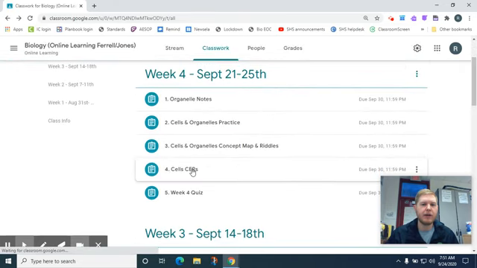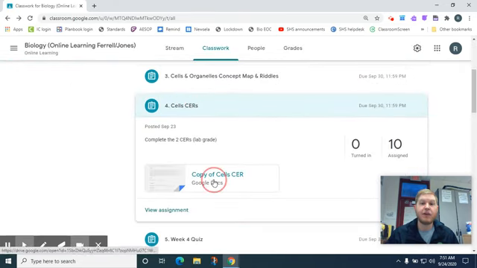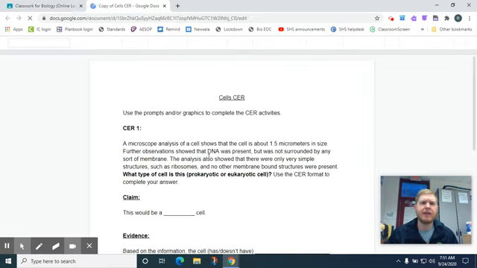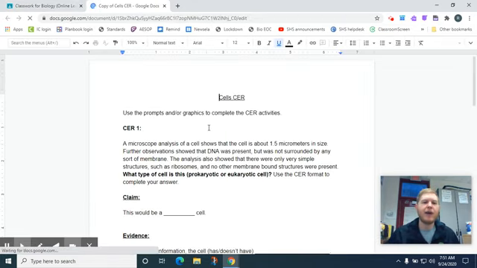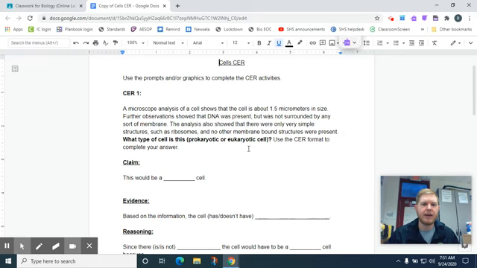Number 4, we have cell CER. This is week 3 that we're practicing with CERs. You have a couple things. The first one, you have a description, which talks about the results from looking at a cell. You have clues there. Your job for the first one is to tell me prokaryotic or eukaryotic cell. You would say this is a prokaryotic cell, or this would be a eukaryotic cell. Remember, prokaryotic cells have no nucleus, no organelles. Eukaryotic cells do have a nucleus and do have organelles.